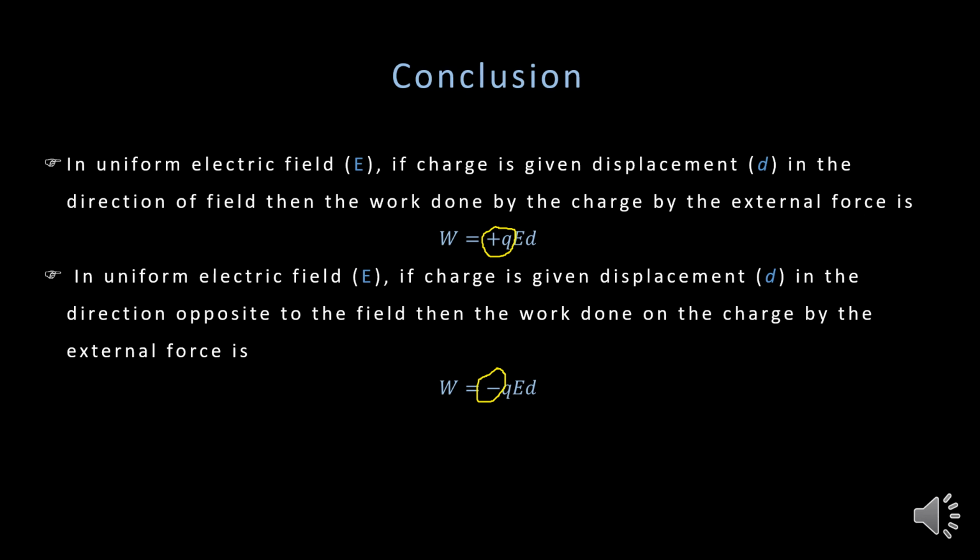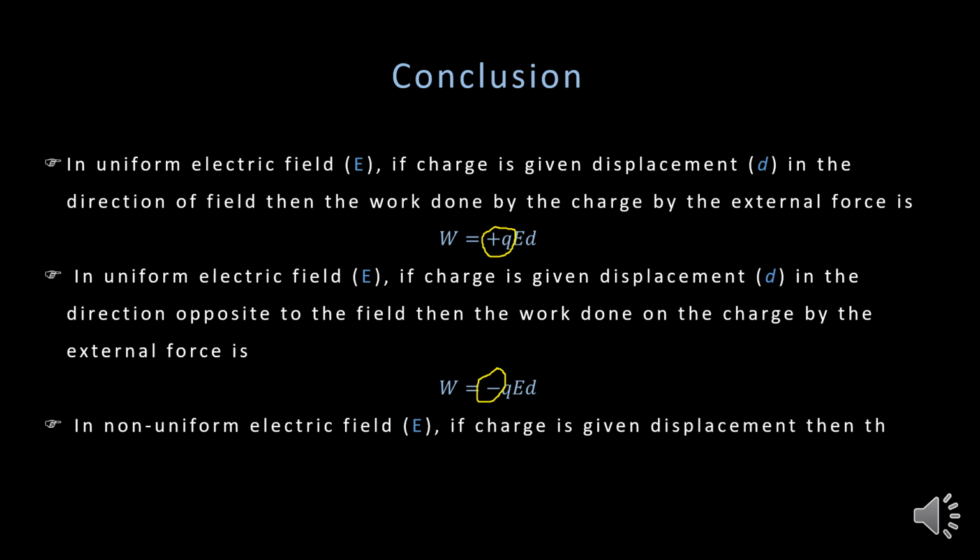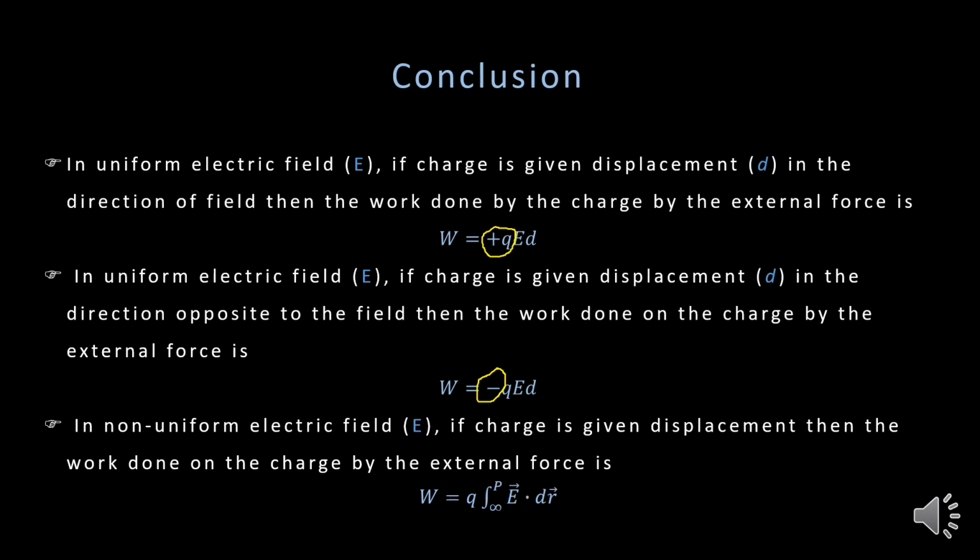And what if the electric field is non-uniform? Well, in that case, we have to depend on integration, and then work done can be given as W equals q integration from infinity to point P of E dot dr. Not necessarily that you have always infinity to P. It can be A to B, or it can be from initial point to final point. The symbol may change depending on the situation, but it has to be integration of electric field over the displacement. So that is how we can express work done to move any charge in given electric field.